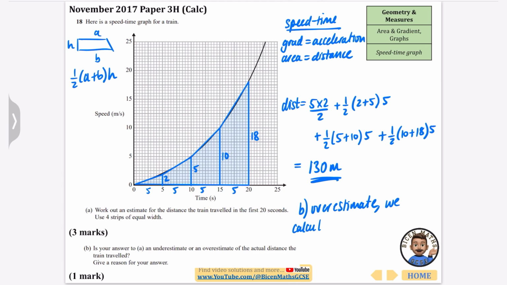We calculated the extra area above the curve and below our line.